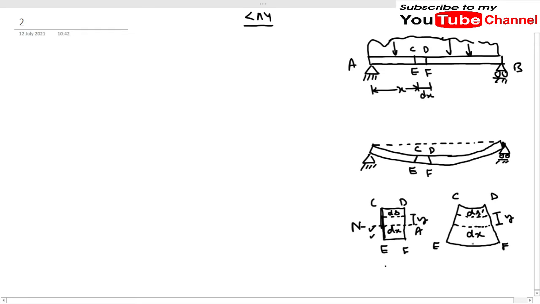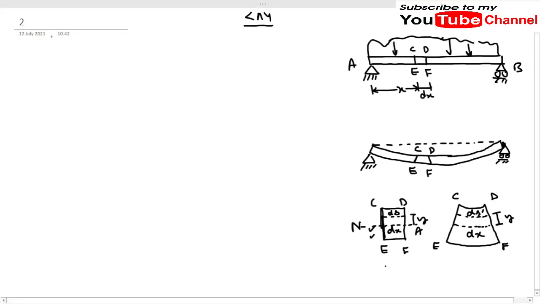Okay, increase in the length. Why? Because the lower side will remain in tension and the upper edge, or you can say the upper fiber of the beam, will remain in compression, because the loading is acting downward. All these things we know from the strength of materials. So this is ds and this is ds.